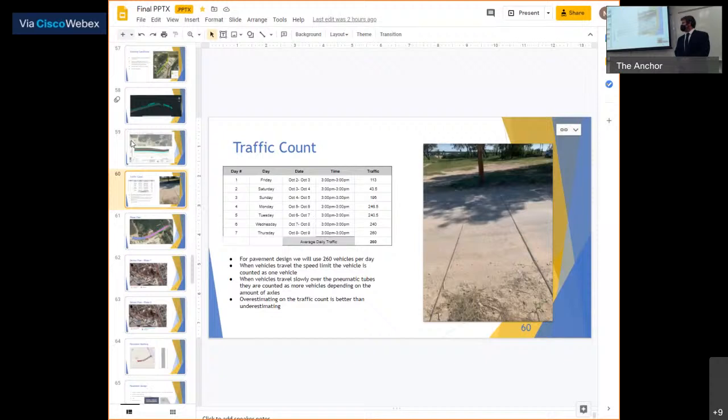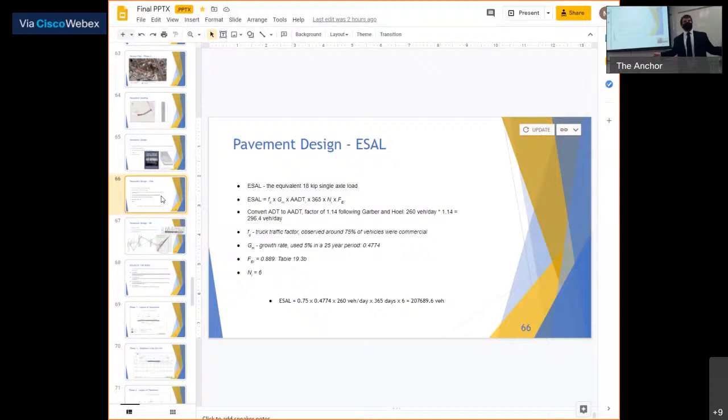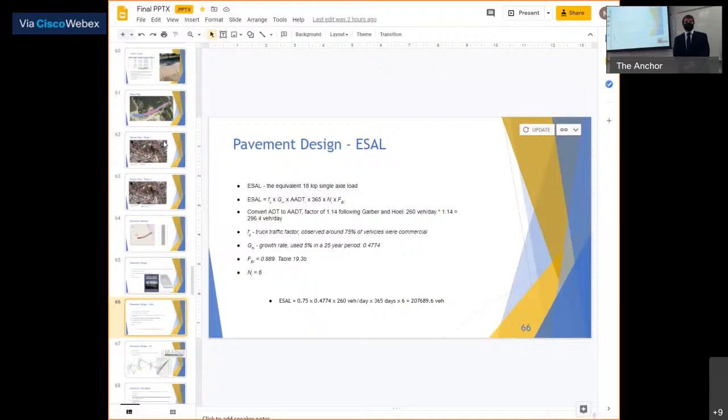I'm confused by the question. What's our measure for your average daily traffic? 260. And what was your design? 208,000 vehicles. Because this is a span over a year, not daily, right? No, that's an annual, like an overall for the whole period of a year. Sorry. I'm just curious about how what you measured compares to what you actually designed. Is your design five times what you measured?